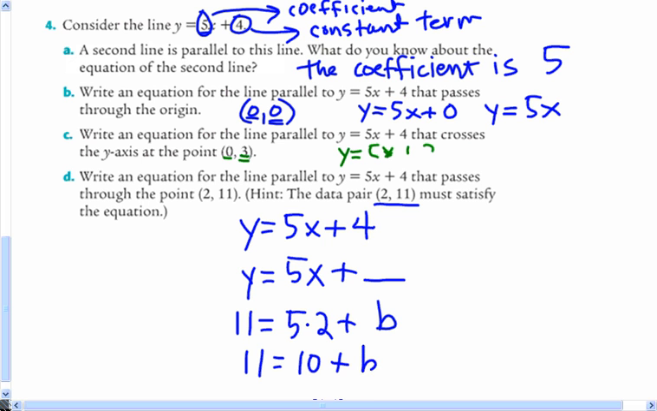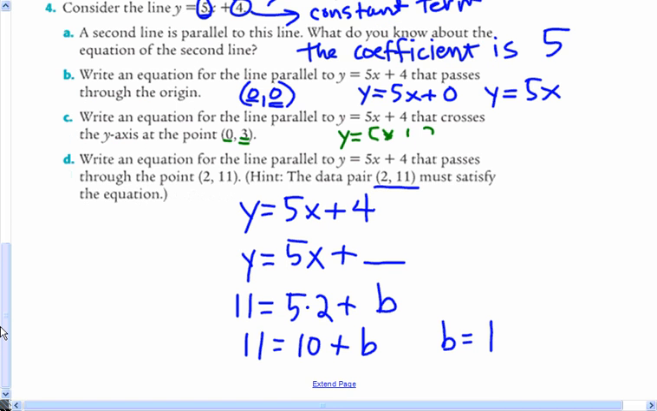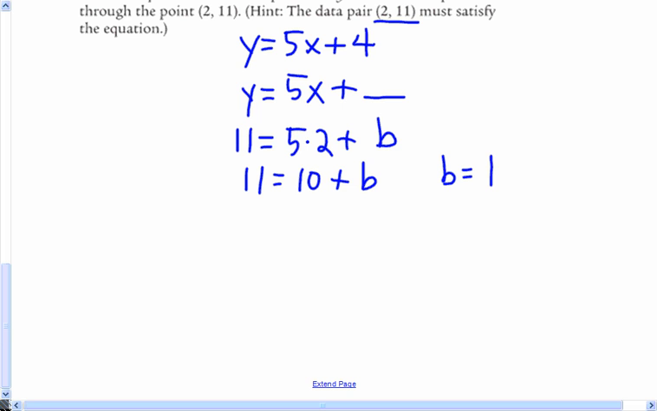So what I'm saying is 11 equals 10 plus what number? Now we obviously know that number is 1, so b is 1. But if it was a little more difficult to figure out, we could just use some of our equation solving skills here. Subtract 10 from both sides, and we would get b is equal to 1.